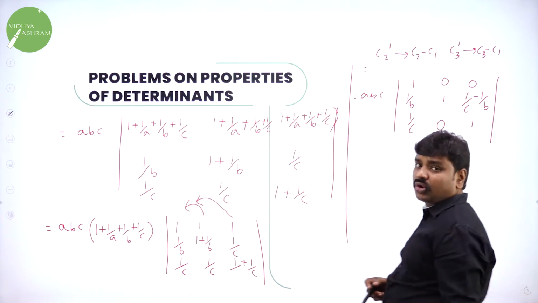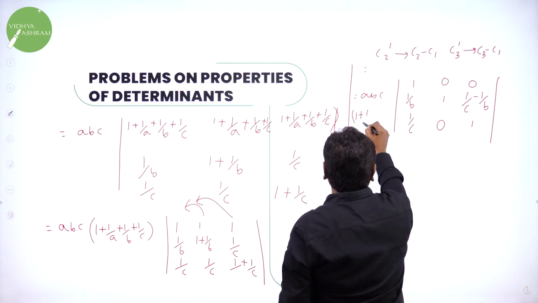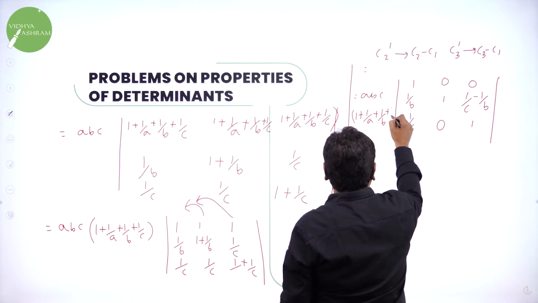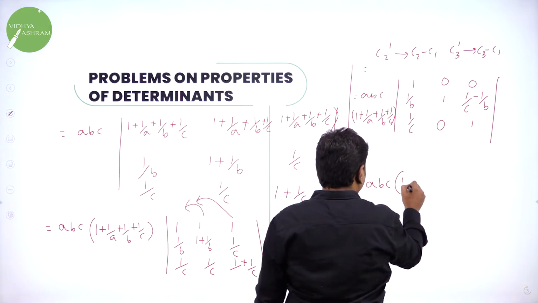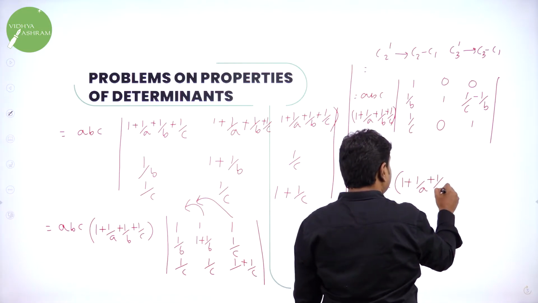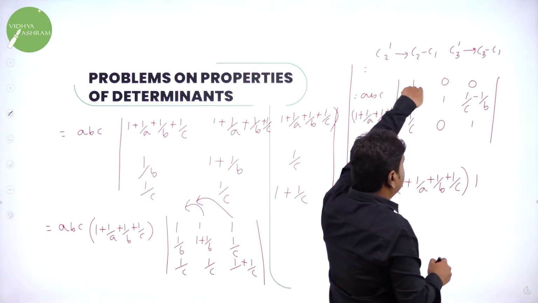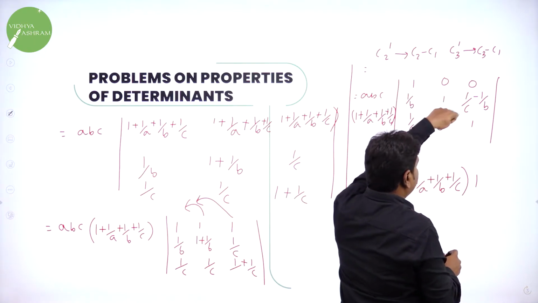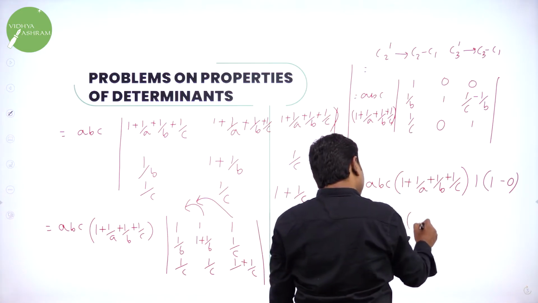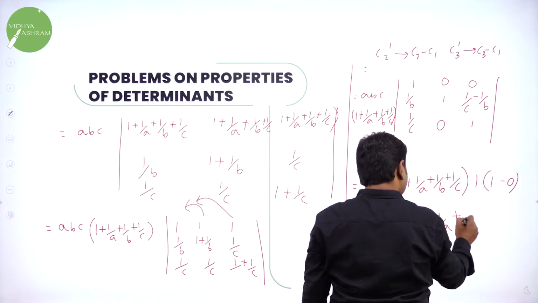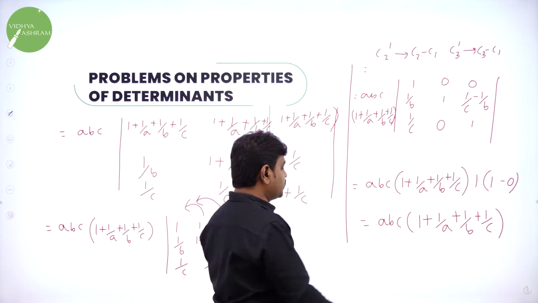Now expand this, you know how to expand this. ABC into 1 plus 1 by A plus 1 by B plus 1 by C is already out. So now we will write ABC into 1 plus 1 by A plus 1 by B plus 1 by C, and 1 into, delete the column and delete the row, you will get 1 into 1 is 1, and 0 into anything is 0, so you will get 1 minus 0. So we got the RHS: ABC into 1 plus 1 by A plus 1 by B plus 1 by C. That's it. This is the RHS.